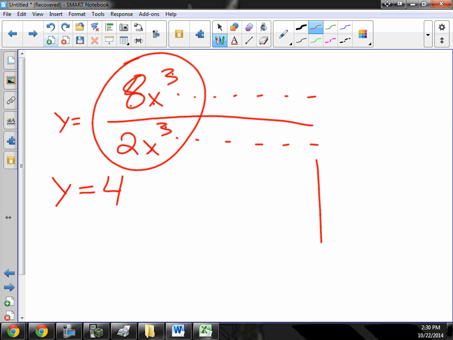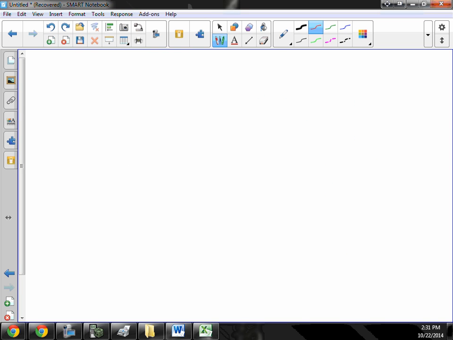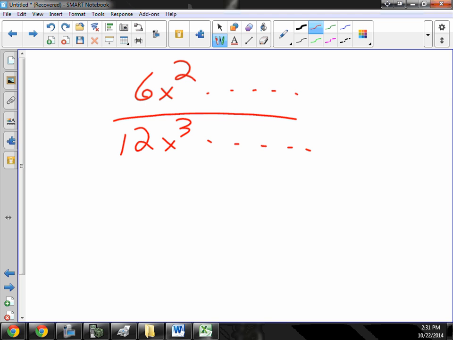So when I draw this graph up here at 4, and I don't know what it's going to look like, something like that, but it will never equal 4. Because when we simplify this down, the x's cancel and 8 over 2 becomes 4. That is the number it will never reach. Okay? What about this? Oh, wait. I did that backwards. Sorry.